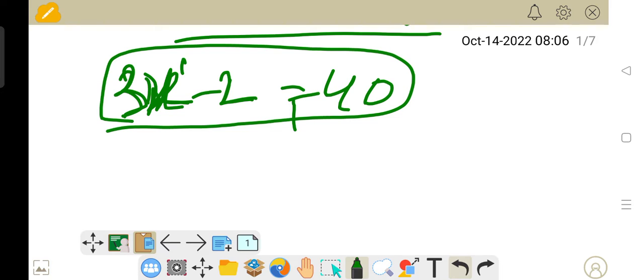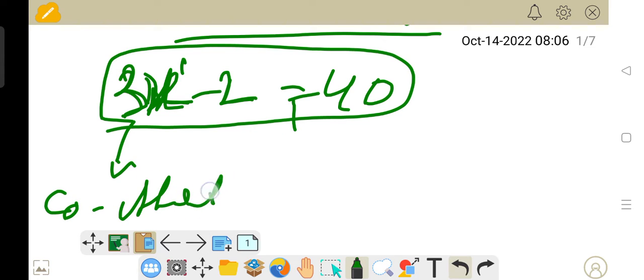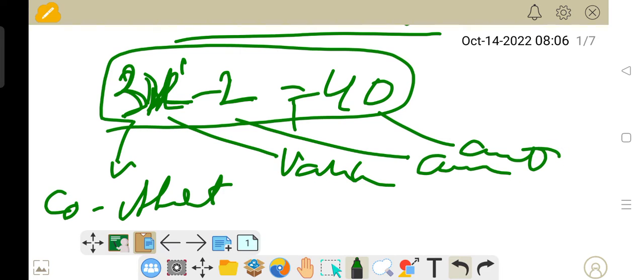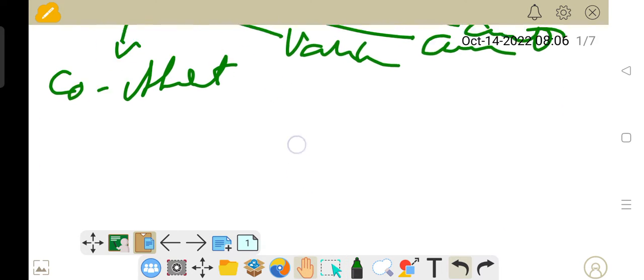Okay. Here 3 is called the coefficient. X is called the variable. 2 is called a constant. 40 is also called a constant. Okay, in this chapter. Next we are moving to the next one.